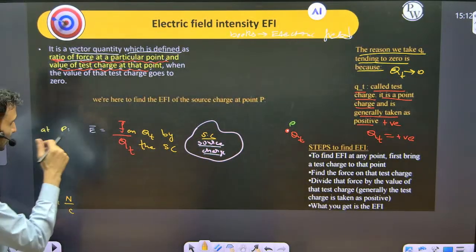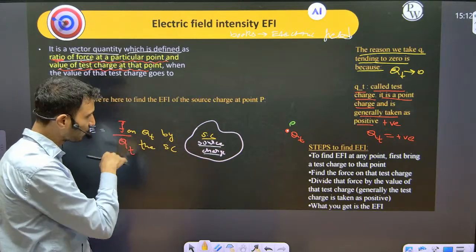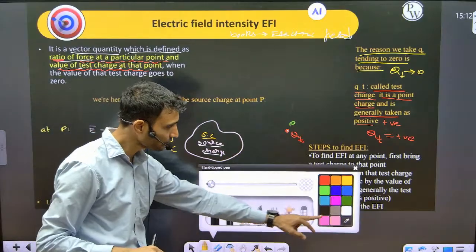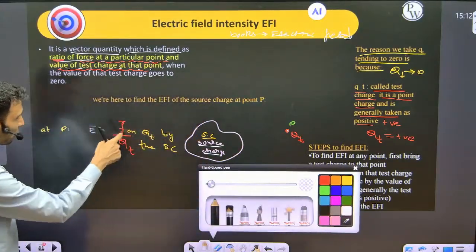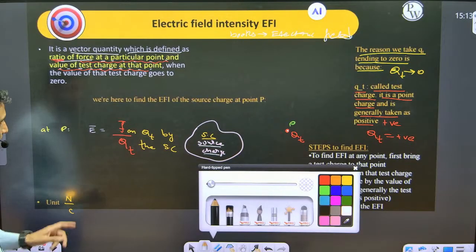And electric field is what? As I said, force on QT by the source charge divided by QT. That ratio will give you the electric field. That is, force by charge means Newton by Coulomb. That is your unit.